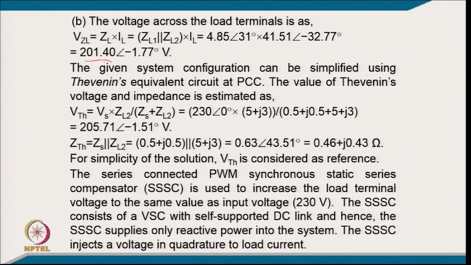So, the given system configuration can be simplified using the Thevenin equivalent circuit at PCC, and the values of Thevenin voltage and impedance are calculated here. The Thevenin voltage comes 205.71 volt at the angle of minus 1.51 degree, and Z Thevenin is the parallel impedance of the source with ZL2. So, it comes typically 0.63 ohm at the angle of typically 43.51 degree.